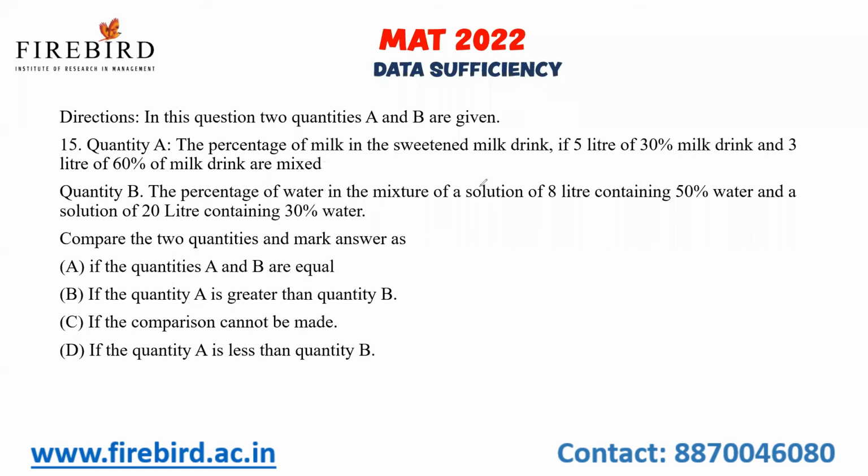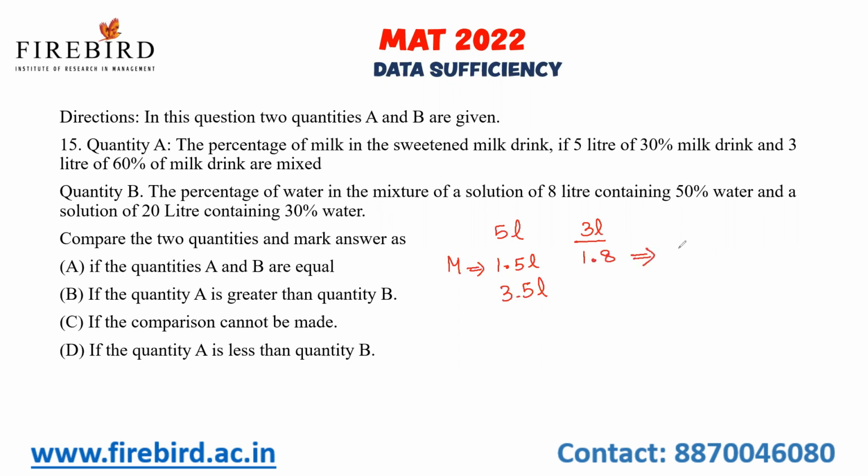percentage of milk in the sweetened milk drink. What is the percentage of the milk? If 5 liters of 30% milk drink, okay, in 5 liters, milk should be what? 30%. So 30% of 5 liters is 1.5 liter. Okay, and water, the remaining content, is 3.5 liters. And if I take 3 liters of milk drink in that, 60% of milk. What is 60%? 60% is nothing but 1.8.